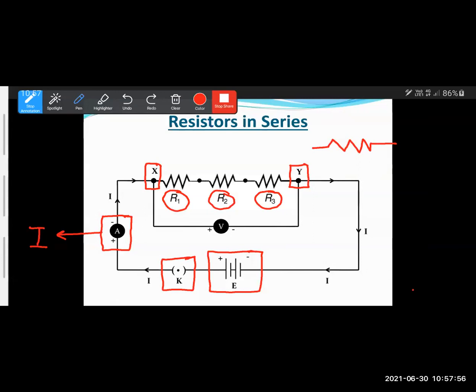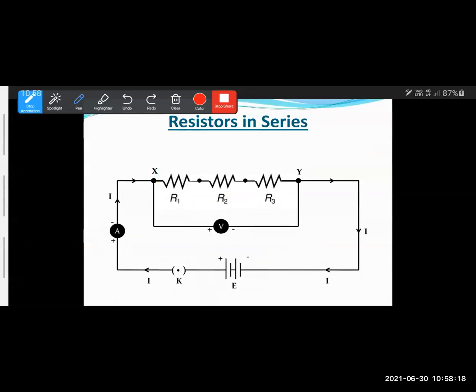Now there is one more component, which is a voltmeter here, given by the symbol V. The voltmeter will measure the voltage across any 2 points. Now you must remember, a voltmeter is always connected in parallel. Now what does that parallel connection mean? If you take those 2 points, point X and point Y, right? The main conductor is this, a straight line between those points X and Y.